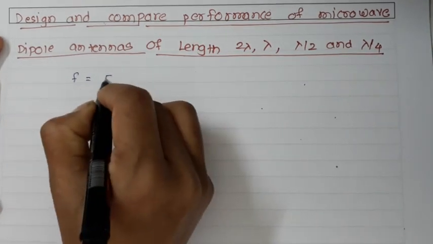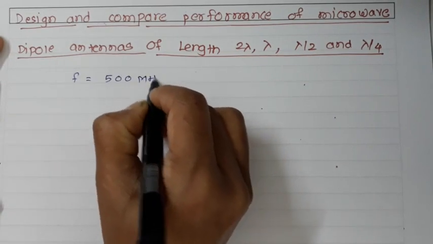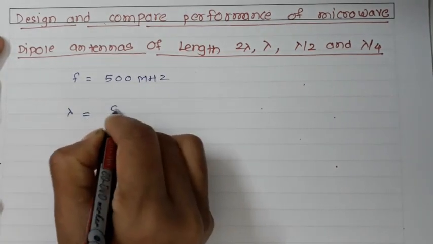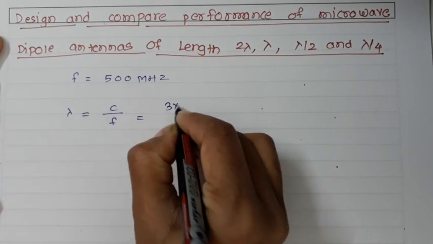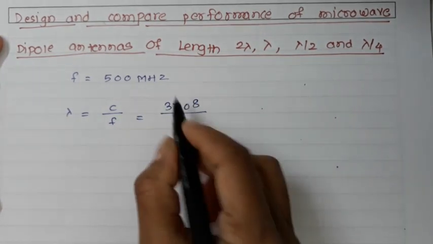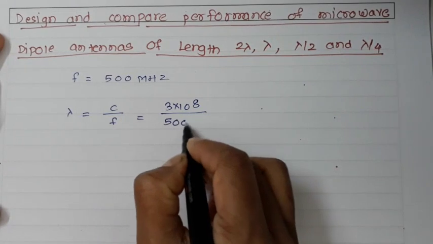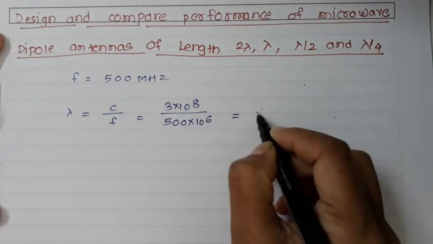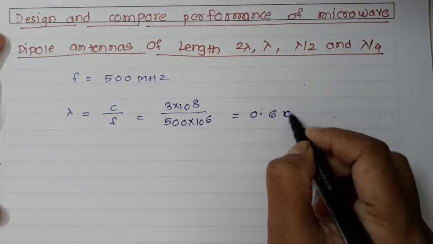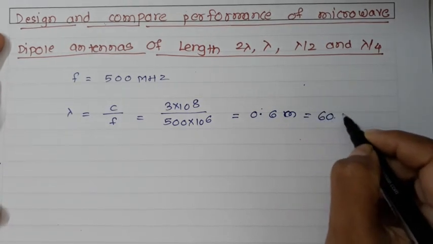So if I take the frequency of 500 megahertz, my lambda here will be C by F, which is nothing but 3 into 10 raised to 8 divided by 500 megahertz, that is 500 into 10 raised to 6, which comes to 0.6 meters, which is nothing but 60 centimeters.